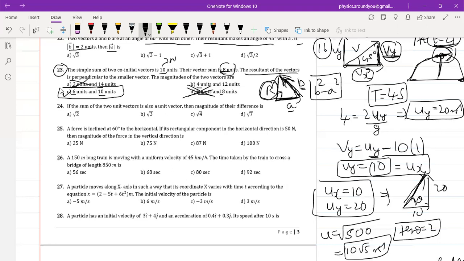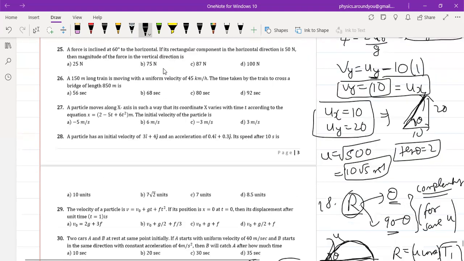The question should have been, instead, that the simple sum of two co-initial vectors is 16 units and not 10 units. But now you know how to handle it. If you look at the geometry, the square of the bigger number minus the square of the smaller number should be 64. So the only option that satisfies is C. So 23 goes with C.